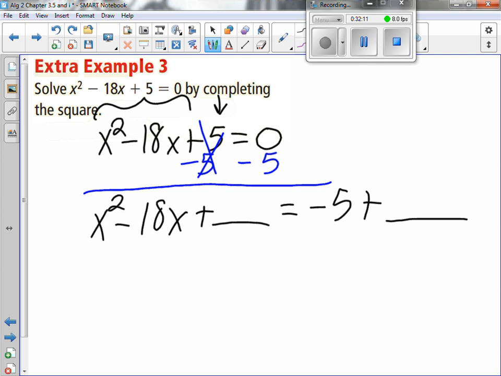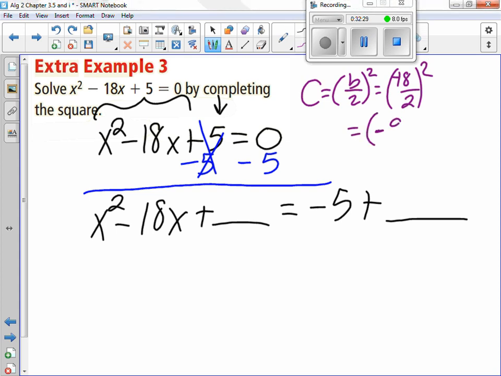Step number 3, find the value of c and plug it in. Well, c is equal to b over 2 squared. What's the value of b for this here? Negative 18. Well, negative 18 divided by 2 is negative 9, and negative 9 squared is 81, yes? So we can plug 81 in both of the spots. Now that wraps up step 3. So we go with steps 1 through 3 that we're doing, yes?